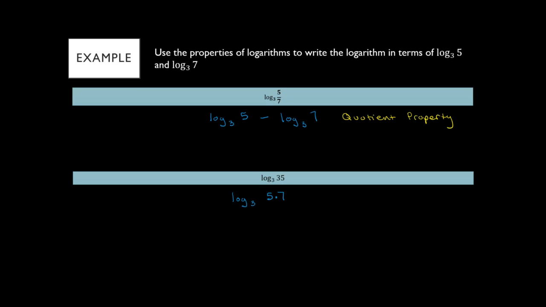Now I have a logarithm of things multiplied, and this is where we use the product property where we can turn this into addition. So this is log base 3 of 5 plus log base 3 of 7. And this is the product property. And now we've rewritten this in terms of log base 3 of 5 and log base 3 of 7. So all we're doing is just practicing using the rules, writing this in different ways, because when you go on to calculus, for those of you who have to, this is going to be very handy. It's going to make things easier for you.